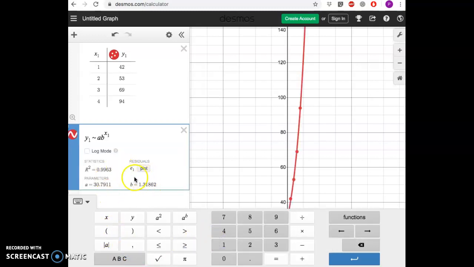And then that's it. So that gives me my a value, that gives me my b value, and then I can write an exponential equation out of those that will help me predict in how many days, how many people will be infected in an x amount of days.